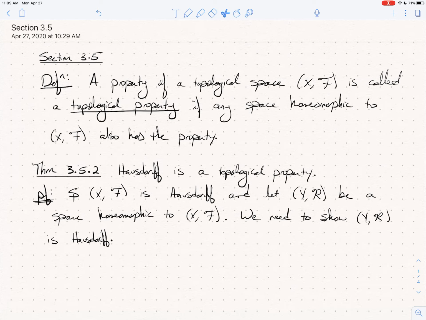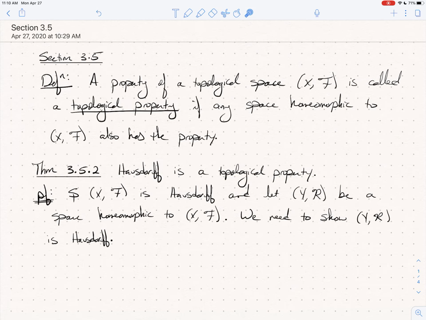So we're going to call a property of a topological space a topological property if any other space that's homeomorphic to the space with this property also has the property. Does that make sense? So here I'm saying, look, if our space X, T has a certain property, let's call it P, and any other space that's homeomorphic to X, T also has property P, then we're going to call P a topological property. And so an example/theorem is that the property of being Hausdorff is in fact a topological property.